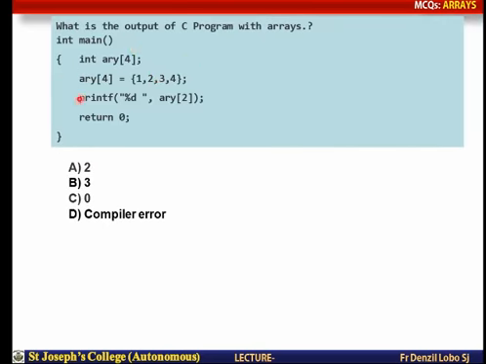What is the output of this? A[4] = 1, 2, 3, 4. What is A[2]?